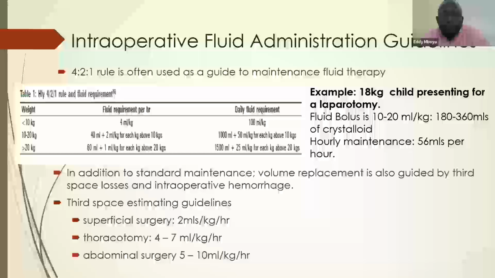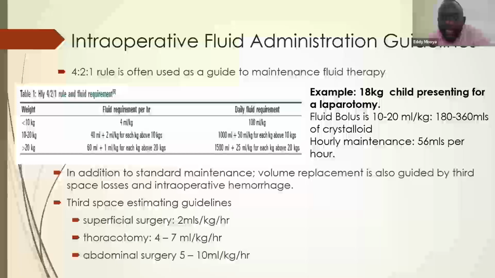Then, as a guide, we have what we call the 4-2-1 rule. I think a number of people have an idea what the 4-2-1 rule is. Generally, what 4-2-1 means is that the first 10 kgs volume is given at 4 mils per kg. The next 10 to 20 kg volume is given at 2 mils per kg. And after that, anything above 20 kg is given at 1 mil per kg.